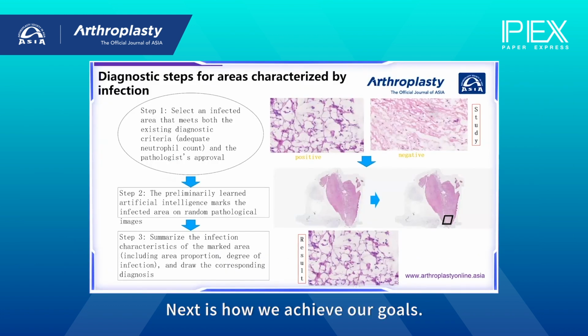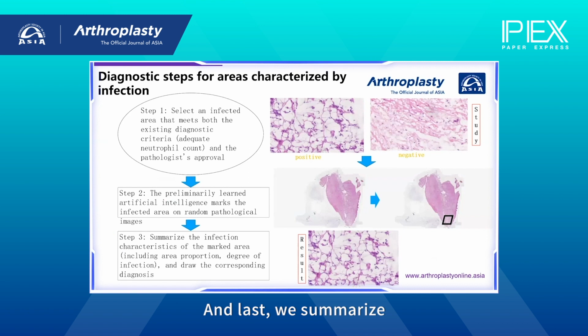Next is how we achieve our goals. First step, we select an infected area that meets both the existing diagnostic criteria and the pathologist's approval. That's the first level of picture. And second, the preliminary learning. Use this as a starting site. We can build a preliminary artificial intelligence, and it can mark the infection area on random pathological images, like the second level of picture.